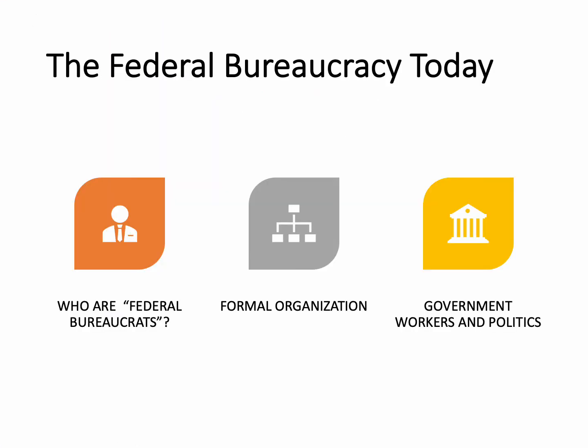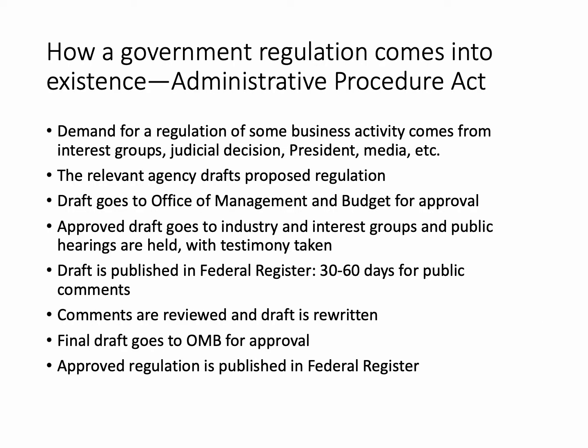So now let's talk about who's in the federal bureaucracy today, who these people are and how they're organized briefly. And I want to talk with you also about the Administrative Procedure Act. Why? Because this is the way rules get made. They are made pursuant to a law that was passed by Congress that says how they have to do it. And this is the process that I just described.